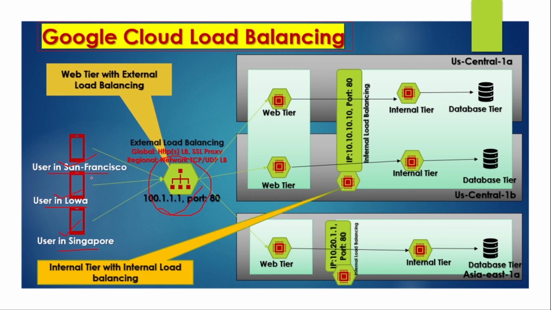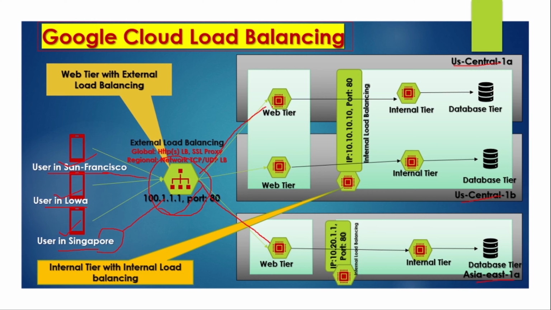The user is from the US, so the external load balancer will check where the user is coming from, and in this case the user is coming from the US, so it will route the traffic to the nearest region that is hosted. In this case, you can see that we have US Central 1A, US Central 1B, and Asia East 1A. And the user from Singapore, that is the Asia region, when intercepted by this external load balancer, the traffic will be routed to the Asia region. And in this case, it will be routed to the US Central region, right? So depending on where the user is coming from, the external load balancers will distribute the load.